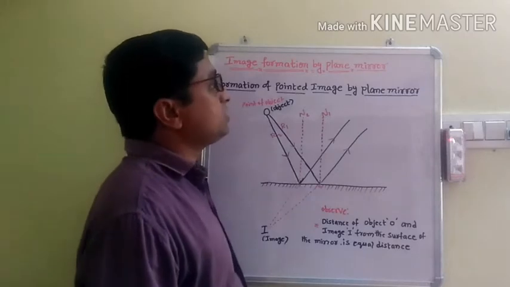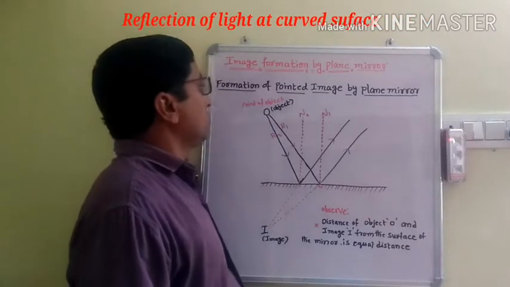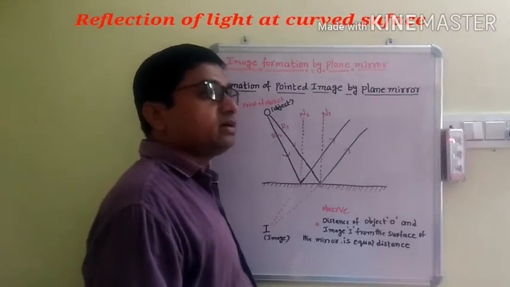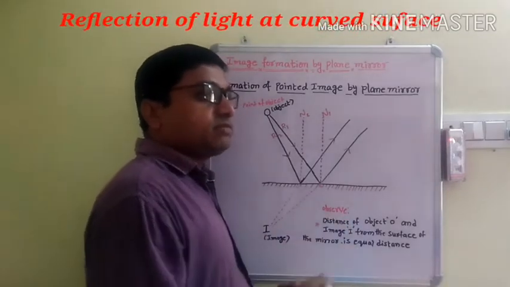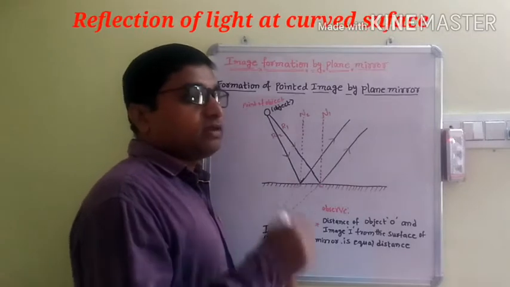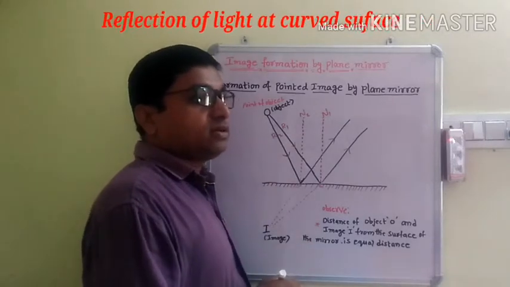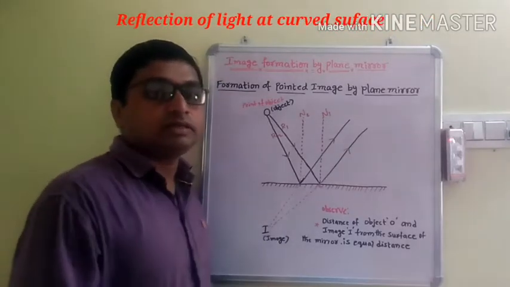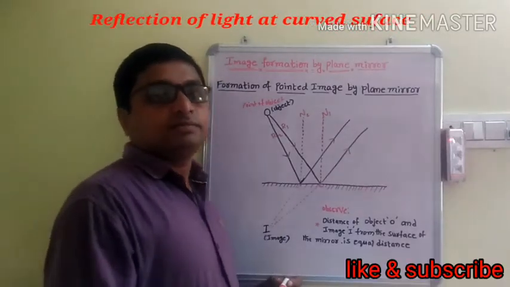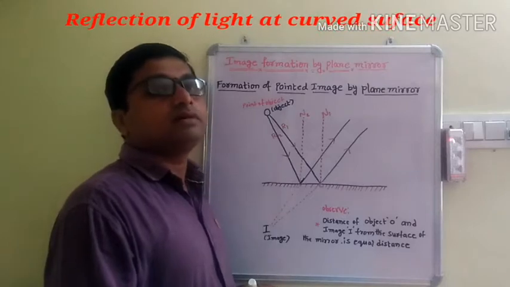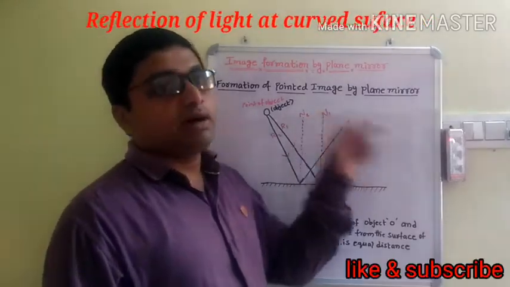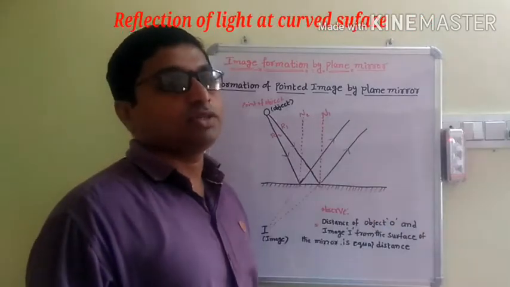Image formation by plane mirror. Here, first of all, we will see the image formation by a plane mirror. For the formation of an image, we use two types of object: a pointed object and an object with some height. First, we discuss the image formation of a pointed object.